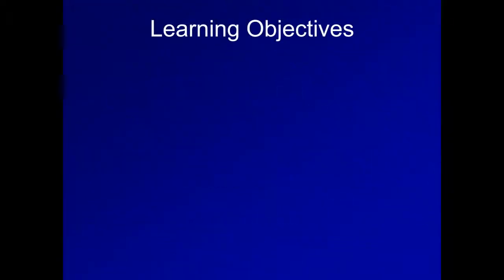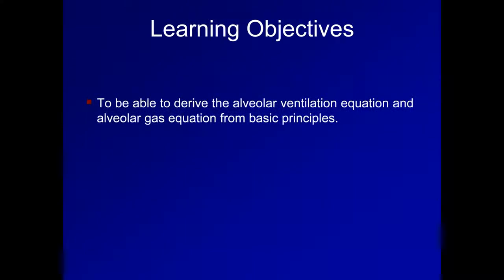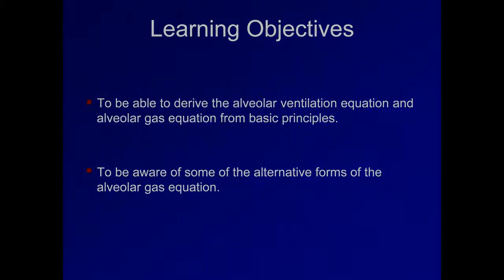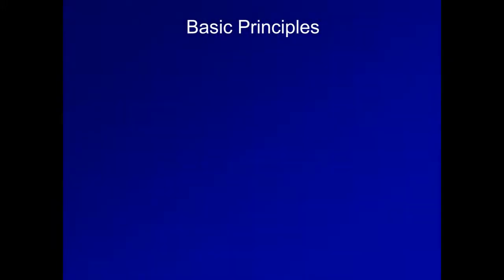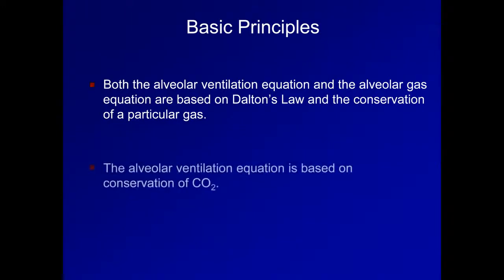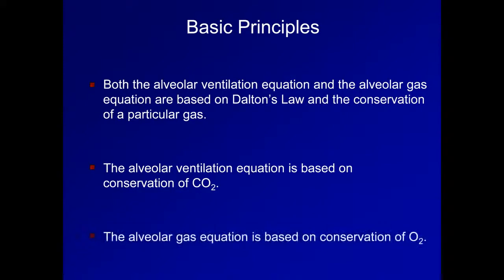The learning objectives of this lecture are to be able to derive the alveolar ventilation and alveolar gas equations from basic principles, and to be aware of some of the alternative forms of the alveolar gas equation. Regarding the basic principles from which these equations are derived, they both depend upon Dalton's law and the conservation of a particular gas. The alveolar ventilation equation is specifically based on the conservation of carbon dioxide, while the alveolar gas equation is based on the conservation of oxygen.